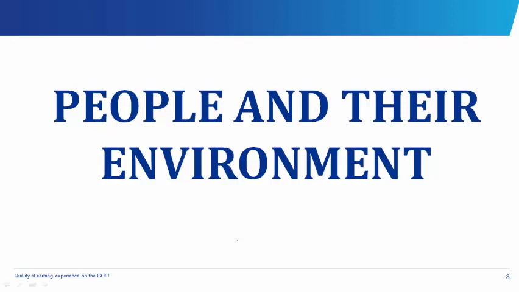People and their environment. In this chapter, we're going to state the meaning of the environment, identify the types of environment, identify the features of the physical and social environment, and also enumerate the resources and their uses in the physical and social environment, and finally describe the influence of man on the physical and the social environment.